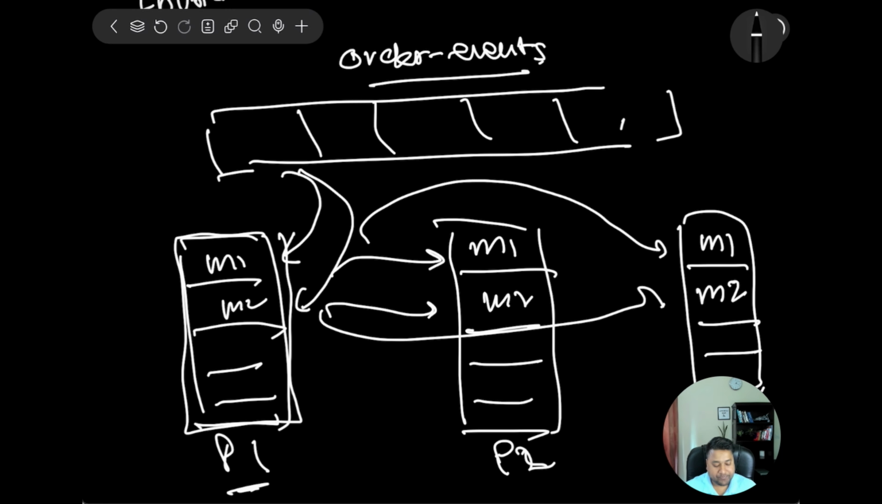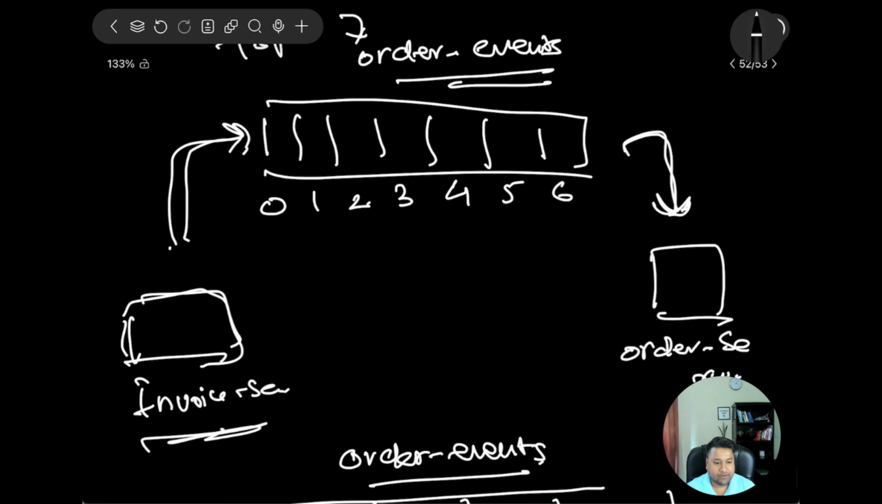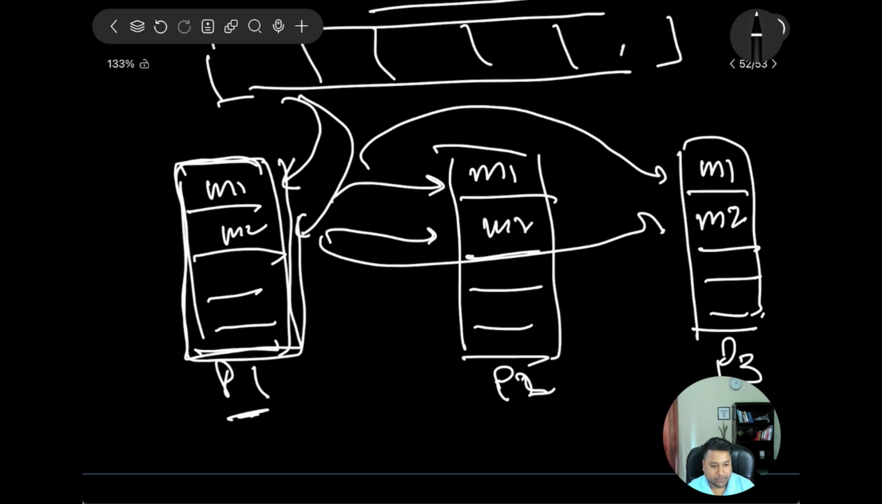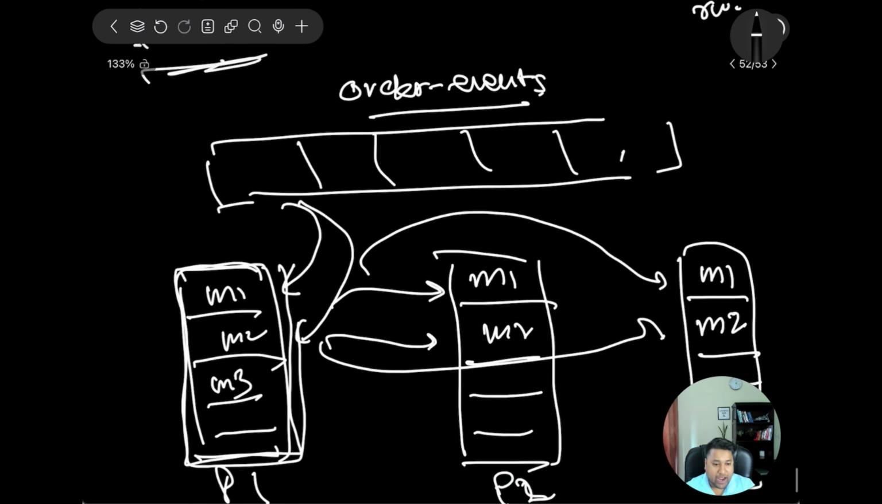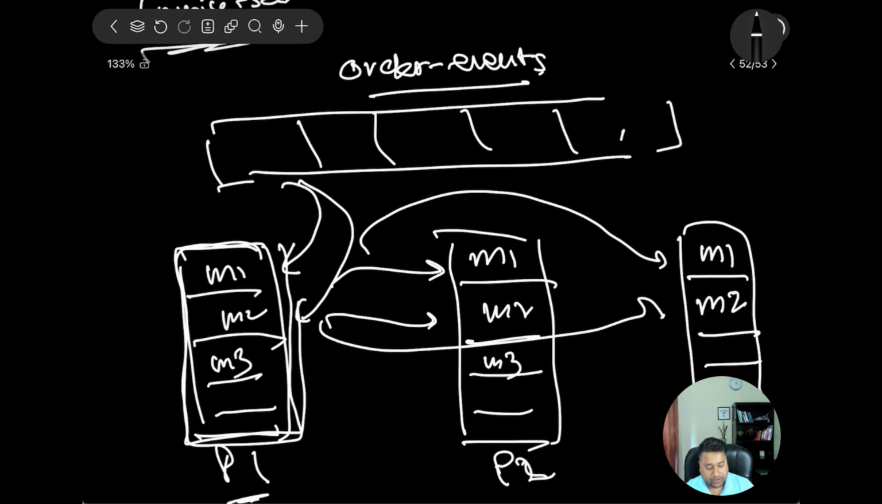So let's say the invoice service sends an order event, and that goes to partition 1. Let's say it sent another message, M3. Now M3 will also get replicated to P2 and P3. Whether it gets replicated in a sync or async manner, we will see. But the fact is, the same message M3 is replicated here and here. So whatever order event you are writing is stored in 3 different places.